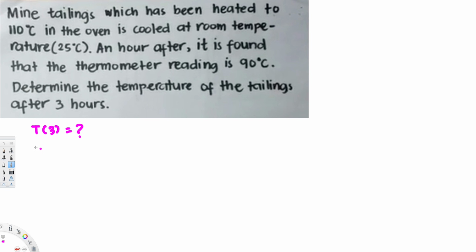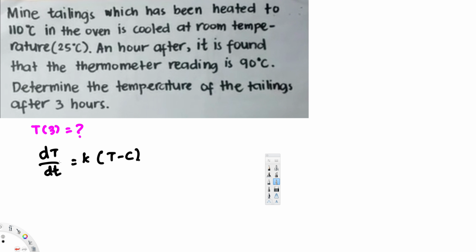Okay, this is our question, and we have to know that for Newton's law of cooling, the generic equation is going to be this: dT/dt is equal to k times (T minus C). So this dT/dt is temperature change with respect to time, and here this k is a constant, this T is temperature of the body, this C is temperature of the surrounding. Now we have this temperature of the surrounding, right? Now let's plug this one in and see whether we can create an equation using that.